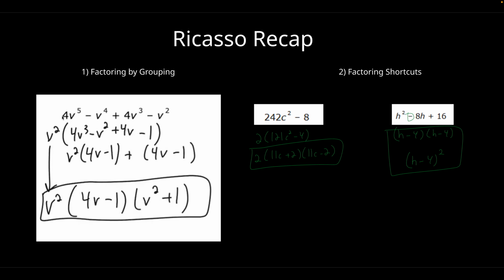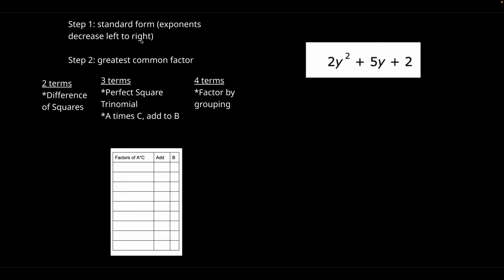For your recap, you should already know how to do factoring by grouping. You should already know factoring shortcuts like difference of squares and perfect square trinomials. If you want a refresher on any of this stuff, I'll link videos in the description below. Please go watch those before you start this lesson. All right, new lesson starts now.